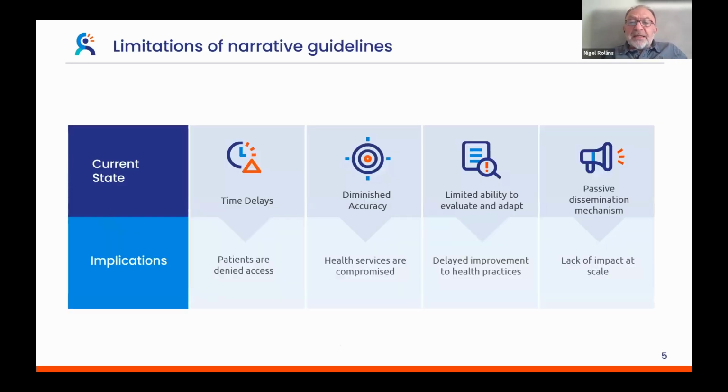With narrative guidelines, so paper-based guidelines, what we see, and we've known this for years, is that there are time delays between updating and getting information out to health workers. That has a consequence that patients are denied access to the best quality care. Sometimes this also means that there's diminished accuracy because guidelines get outdated, and things like decision tools don't get updated in the more remote and less accessible facilities. So services are compromised. It's very difficult to evaluate and adapt these guidelines whenever they're out because of the same reasons, and for that reason, there's limited opportunity to improve practices. Fundamental to this is the difficulty with dissemination to all settings within a country or in a regional area. So it's always difficult to think that the impact is going to be taken to scale.